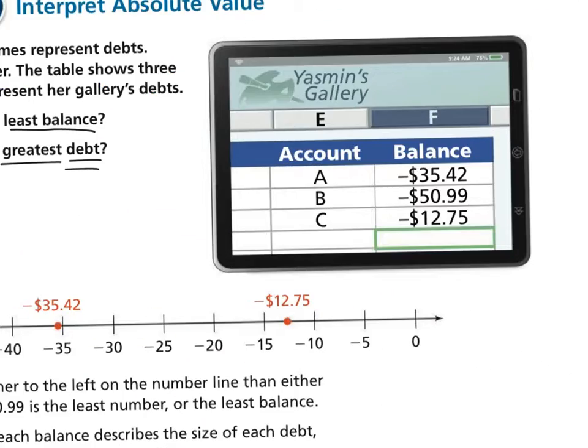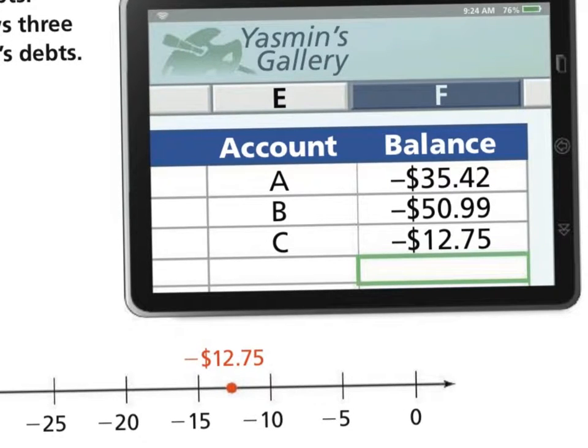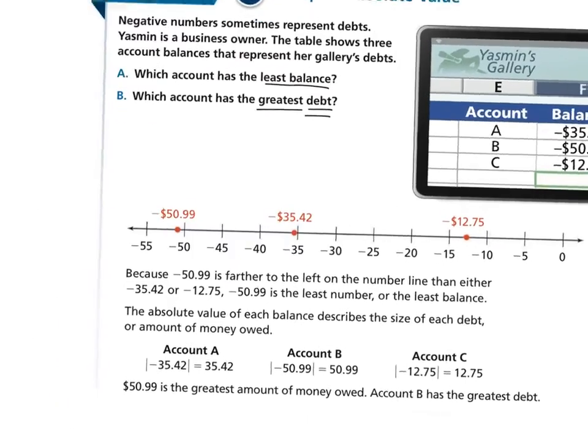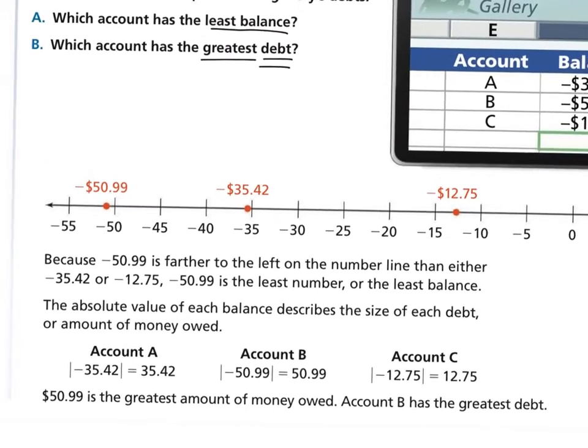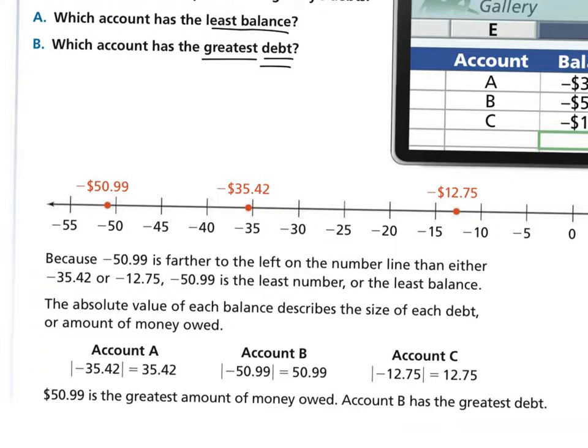So if we look here, these are our numbers. The book went ahead and put these on a number line so we can kind of visualize what's happening here. And so negative $50.99, that's the least balance since it's the furthest to the left on our number line. And then that was account B.